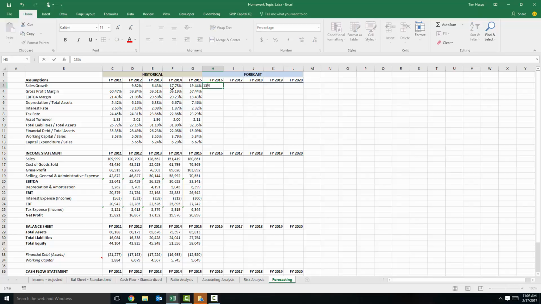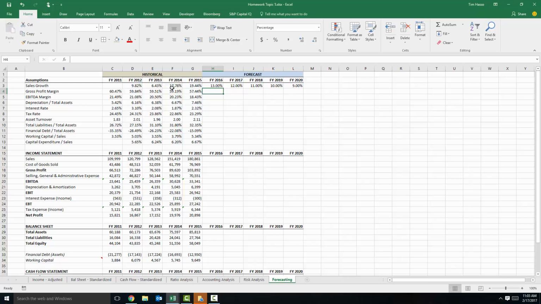Maybe I'll say 13%. Now, again, in the lecture, we talked about the idea that sales growth is mean reverting. So over time, companies that have a high sales growth, and in this case 13% is quite high, will revert back to the mean. So usually when we forecast these sort of things, we have a decrease in sales growth over time. So I'm going to go down to 12, 11, 10, and then 9%.